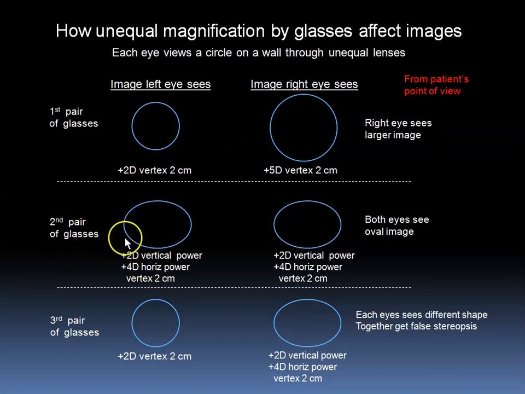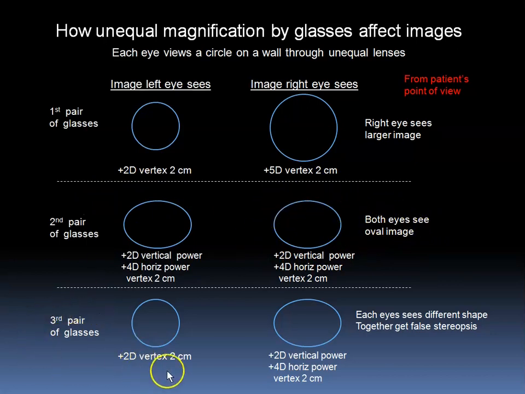In the second pair of glasses, we have an astigmatic lens with more horizontal power than vertical power. There is more magnification in the horizontal meridian than the vertical, equally in both eyes. Both eyes together then see a horizontal oval.